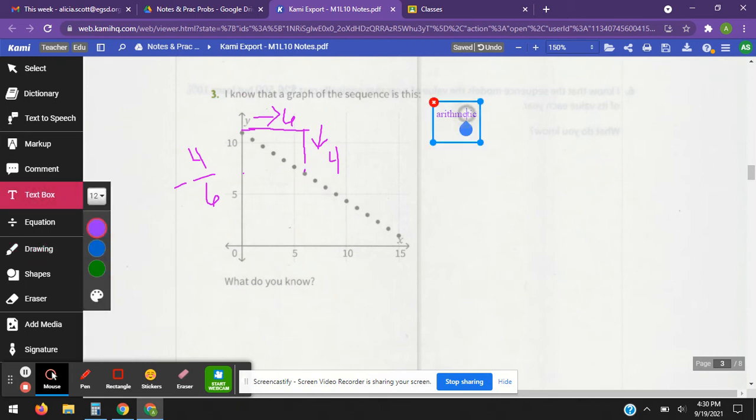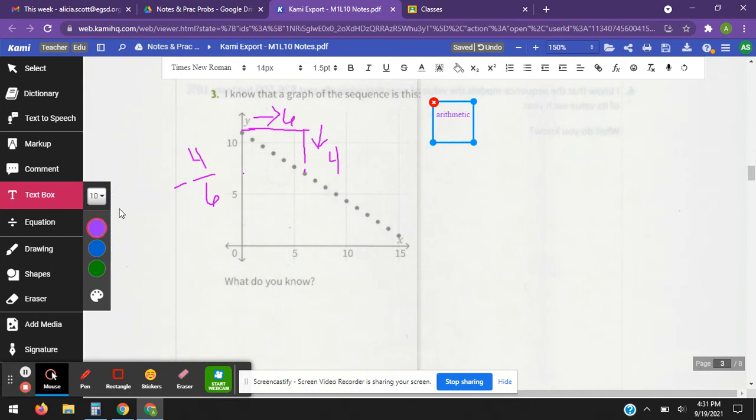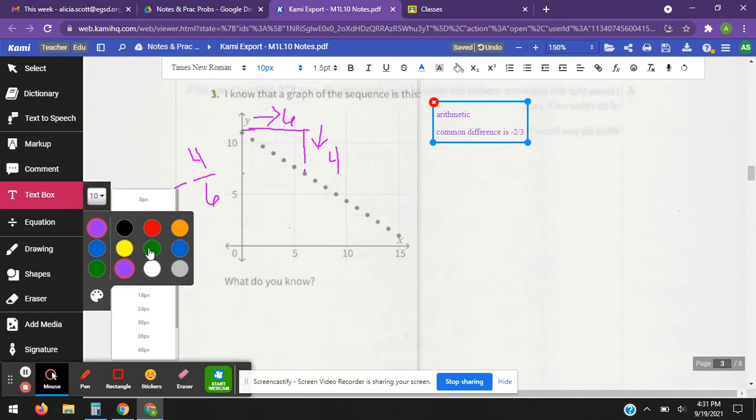So let me go back to my text box here. Oh, there we go. So it's arithmetic, and the common difference is negative 2/3, because I'm going to just simplify that. 4/6 is the same thing as 2/3. All right.